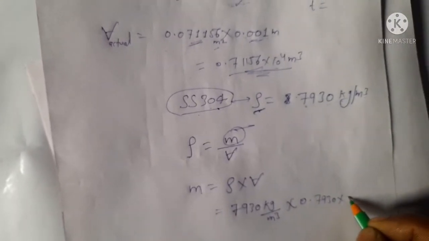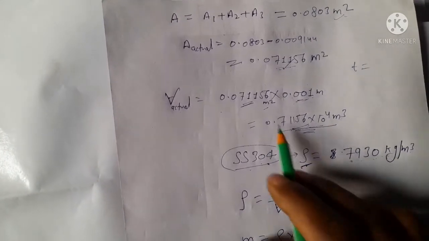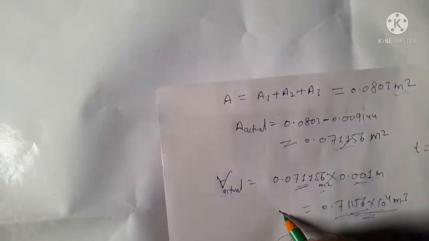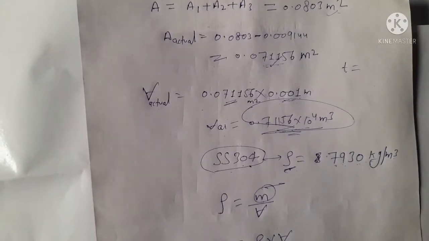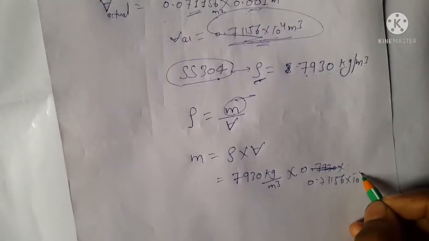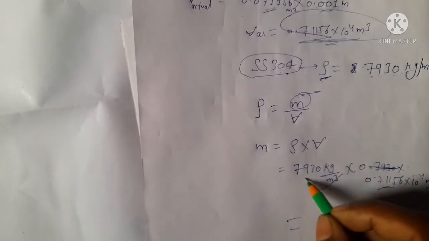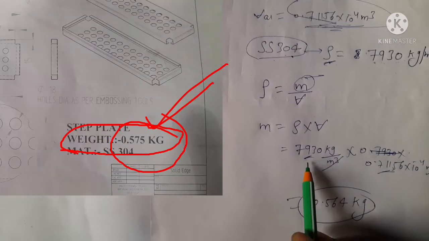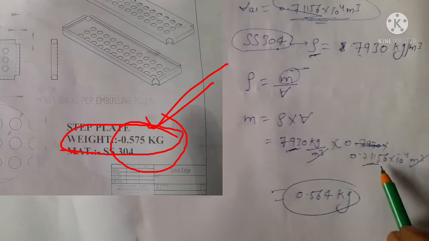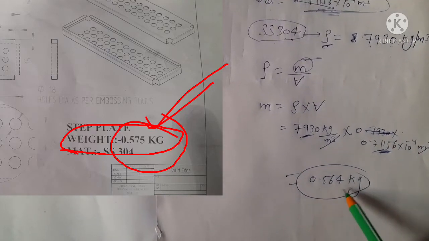We multiply this actual volume by the density 7930, and we get the value with meter cube units canceling out. After multiplying the density and the total actual volume, we get 0.564 kg.